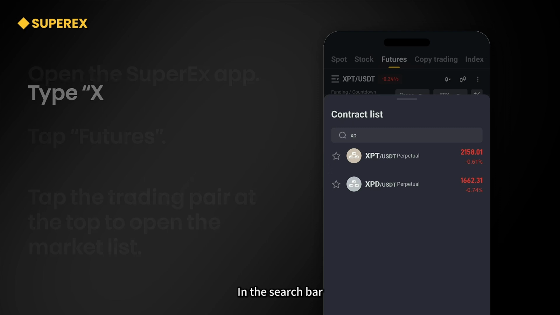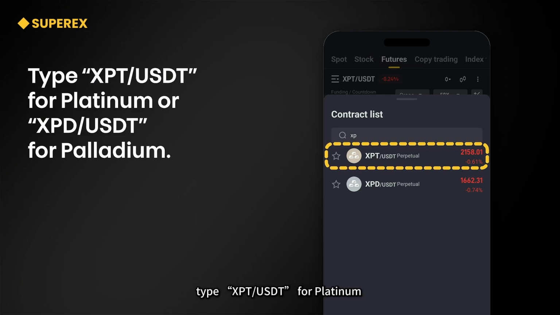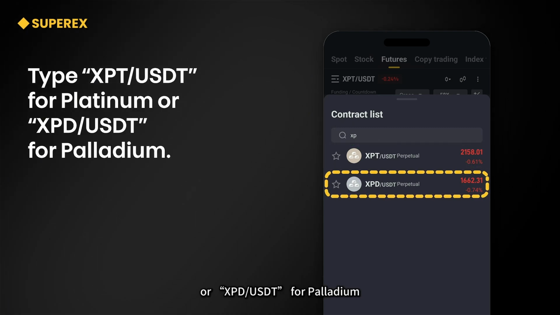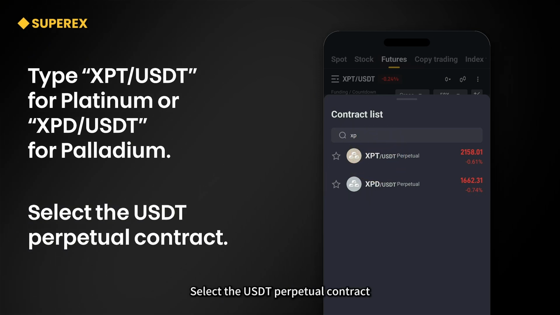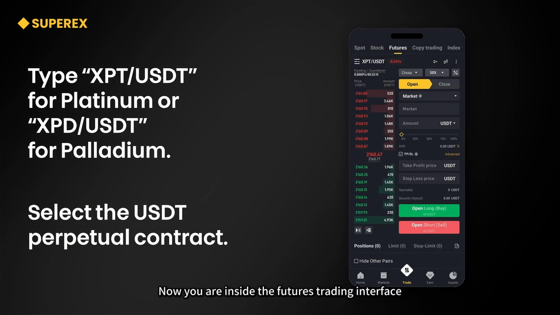In the search bar, type XPT USDT for platinum or XPD USDT for palladium. Select the USDT perpetual contract. Now you're inside the futures trading interface.